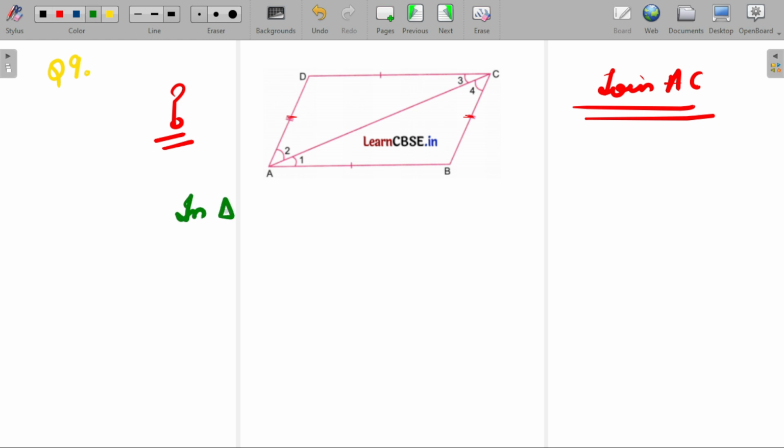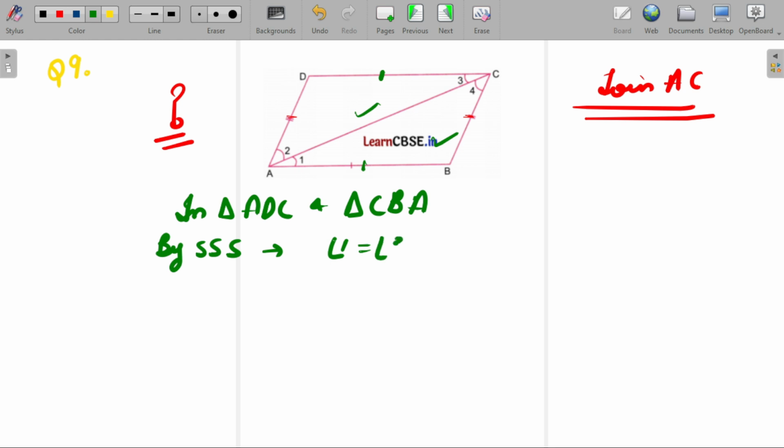So in triangle ADC and triangle CBA, these two triangles are chosen, and by SSS criterion you will tell me how SSS criterion is applied here. SSS criterion, obviously these two sides are also given to you equal, right? They are congruent, and angle 1 is equal to angle 3, angle 2 is equal to angle 4 by CPCT.